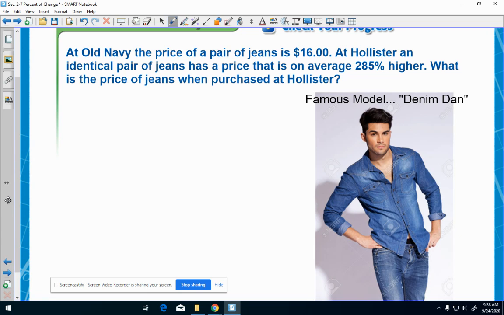So you could buy a pair of jeans at Old Navy, or you could go pay a whole lot more to have a seagull put on them. All right. Hollister's going to raise the price by 285%. 285%. So my question to you is, what is Hollister going to charge you for these jeans? Old Navy's only going to charge you $16 for them.